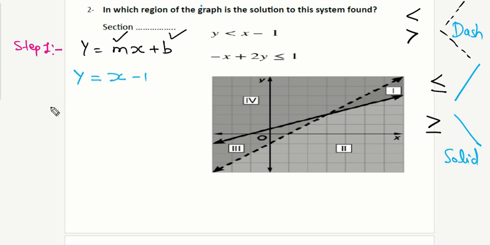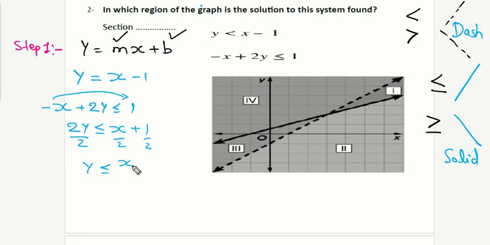The second one is negative x plus 2y less than or equal to 1. If you change it, the x will go to that side: 2y less than or equal to x plus 1. Now you divide by 2. So y less than or equal to x over 2 plus 1 over 2.